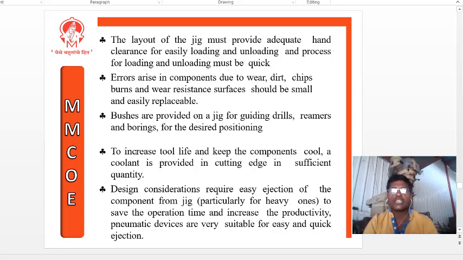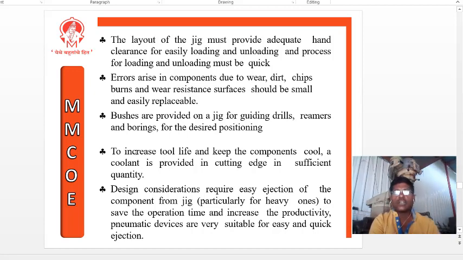Bushes are provided on jigs and fixtures for guiding drills, reamers and boring tools for the desired positioning. Suppose we have to drill a number of holes, it is suggested that we use drilling bushes as much as possible, made of a hardened material, say EN8 material. So this will be another design consideration.